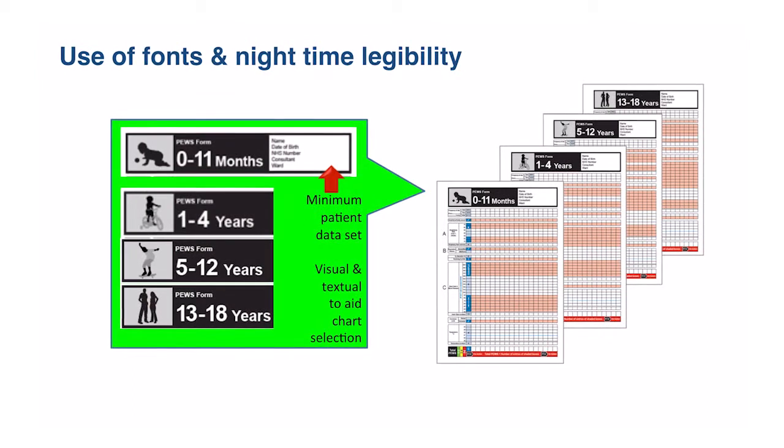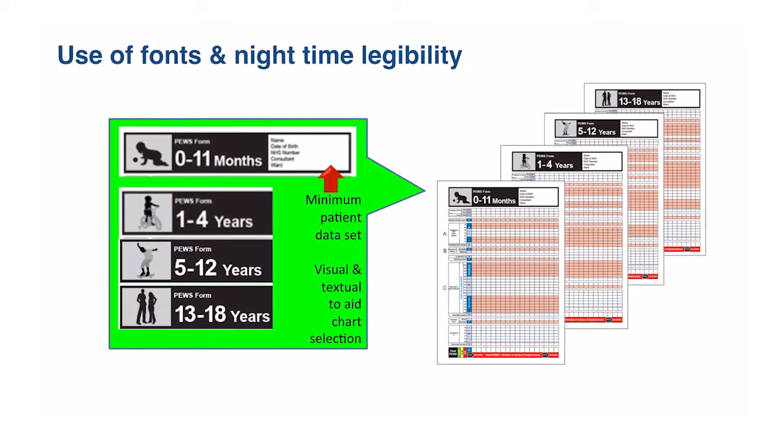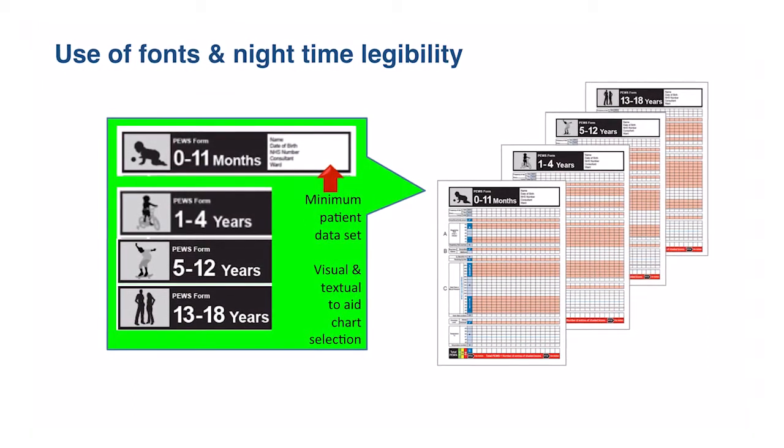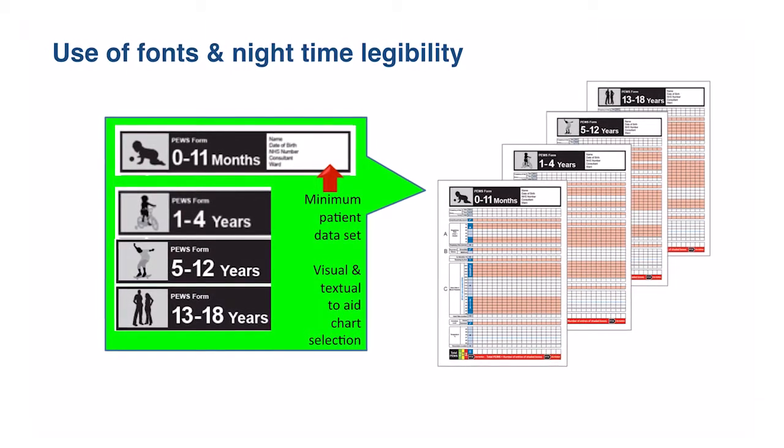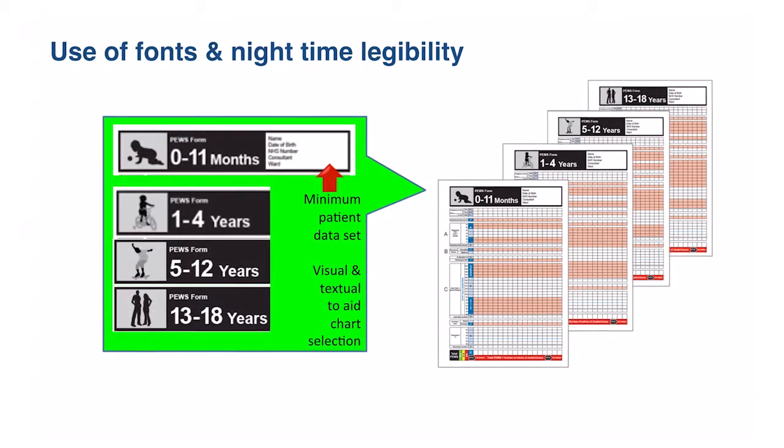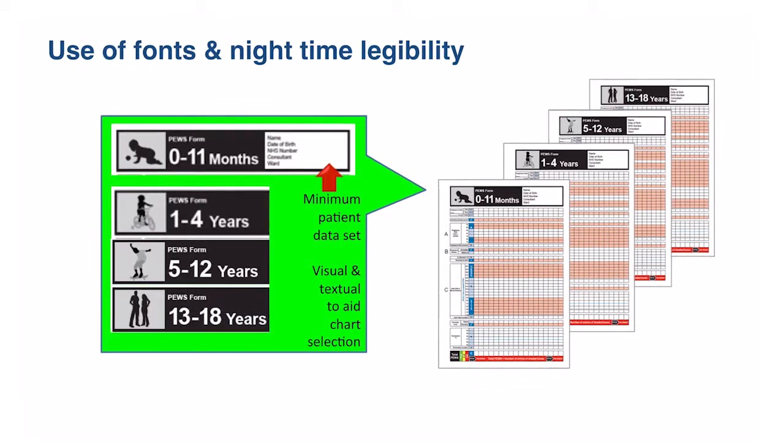So we copied an idea used in some hospitals already, which was to have 4 charts for different age groups. Because of the risk of choosing the wrong chart, we increased the text size and added an icon, so it was much easier to pick the right one. For example, when you're tired or it's dark and you're having to fumble around finding the thing you need.